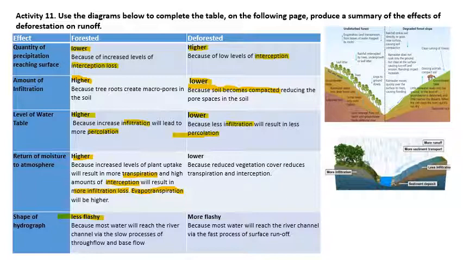Everything's moving much more gradually through that river system. For the deforested area, you're then going to have a more flashy hydrograph because most water is going to reach the river channel via the relatively fast process of surface runoff. If it can't infiltrate, and there's less vegetation to intercept it, there's therefore going to be more surface runoff.